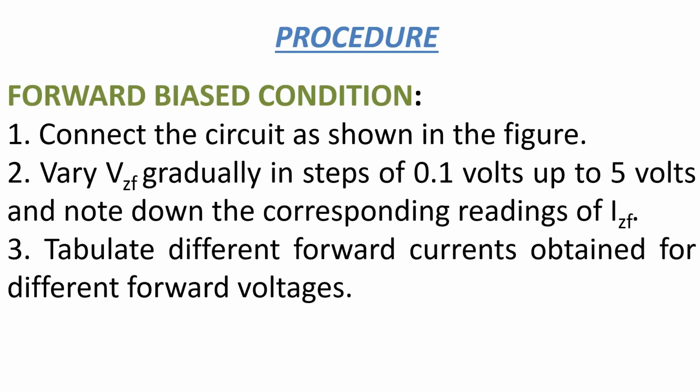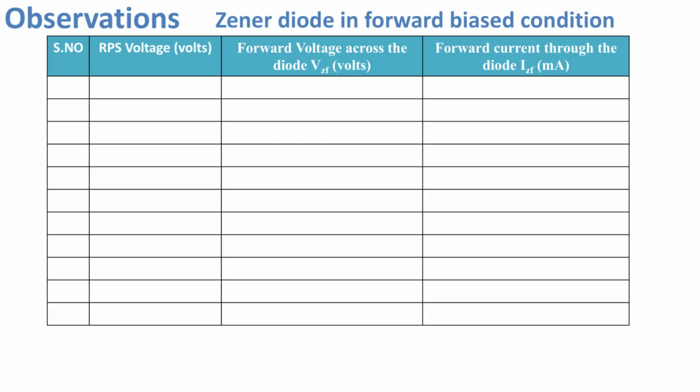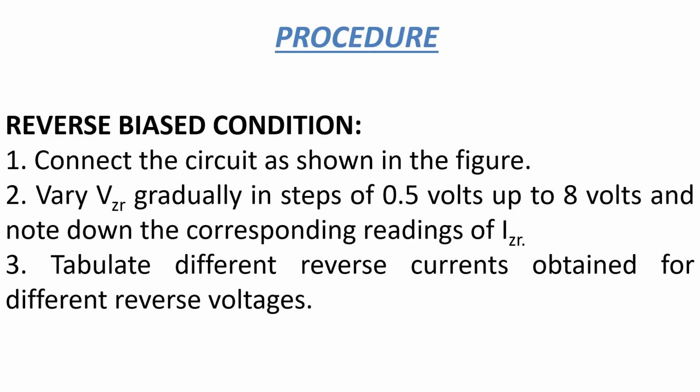Procedure: forward bias condition. Connect the circuit as shown in the figure. Vary VZF gradually in steps of 0.1 volt up to 5 volts and note down the corresponding readings of IZF. Tabulate the different forward currents obtained for different forward voltages. Table: serial number, RPS voltage, forward voltage across the diode VZF, forward current through the diode IZF.